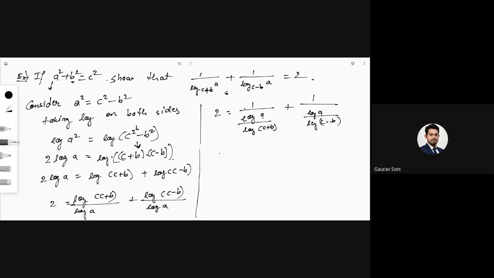So this is equal to 1 upon, by change of base formula, this will be log of a to the base c plus b, plus 1 upon log a to the base c minus b. This is the required expression.